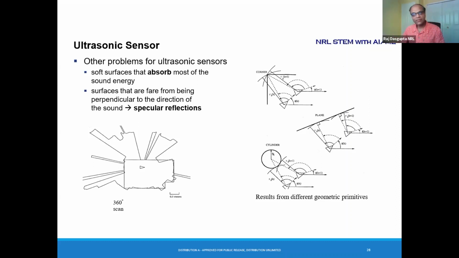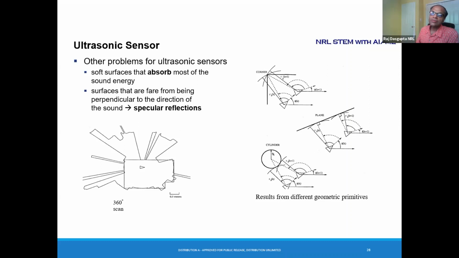But the cost effectiveness and the light weight come at a certain cost as well. First of all, the field of view, how wide it can see, is very narrow. It goes from 20 degrees to about 30 or 40 degrees. So that's a very narrow field of view. And then the other problem is that if the audio wave hits a soft surface, like a cloth or fabric surface, the sound wave is absorbed by it, and essentially that obstacle cannot be detected by this sensor.